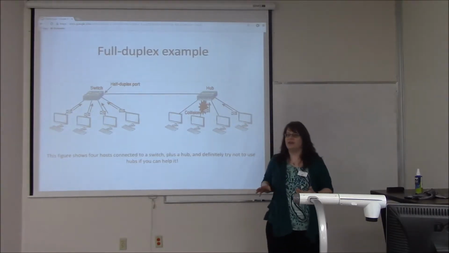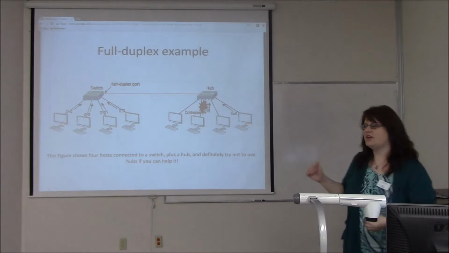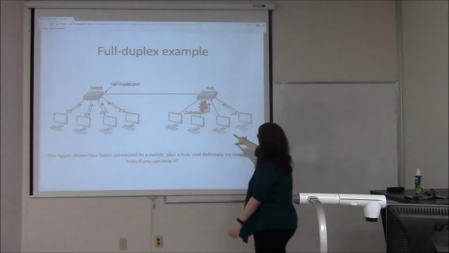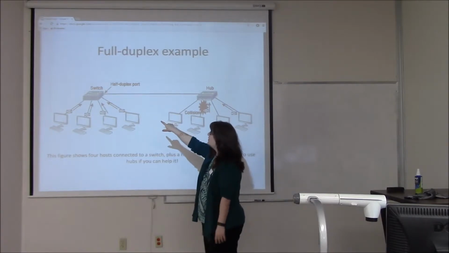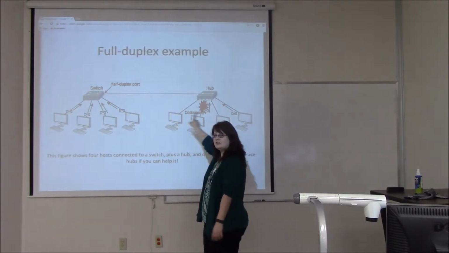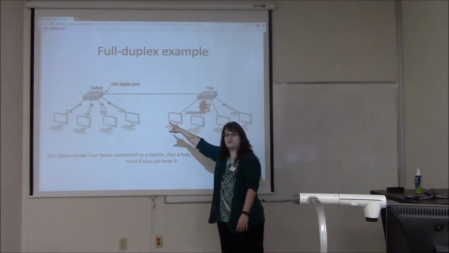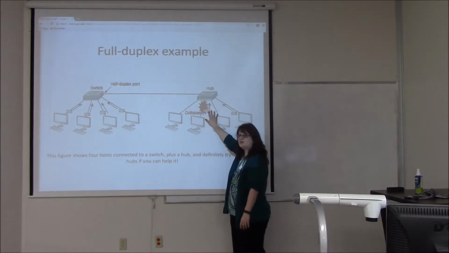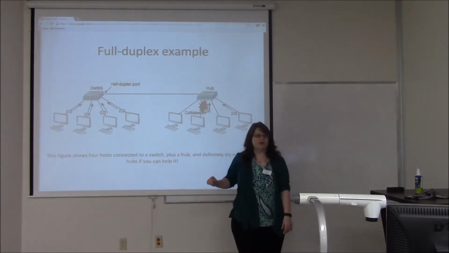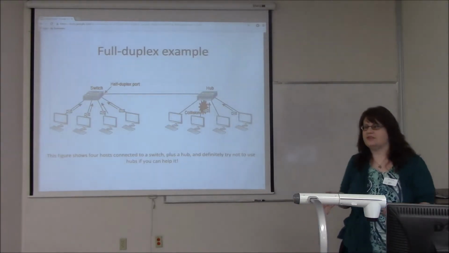It's not just repeating things out, it's a smarter device. So we've got collisions occurring on this hub just like we did in the previous picture. But this switch over here is so smart, the port that's connected to the hub has been configured to say, okay, we expect half duplex transmissions out of this wire because it's connected to a hub and that's all the hub knows to do. So that's an example of full versus half duplex in action.